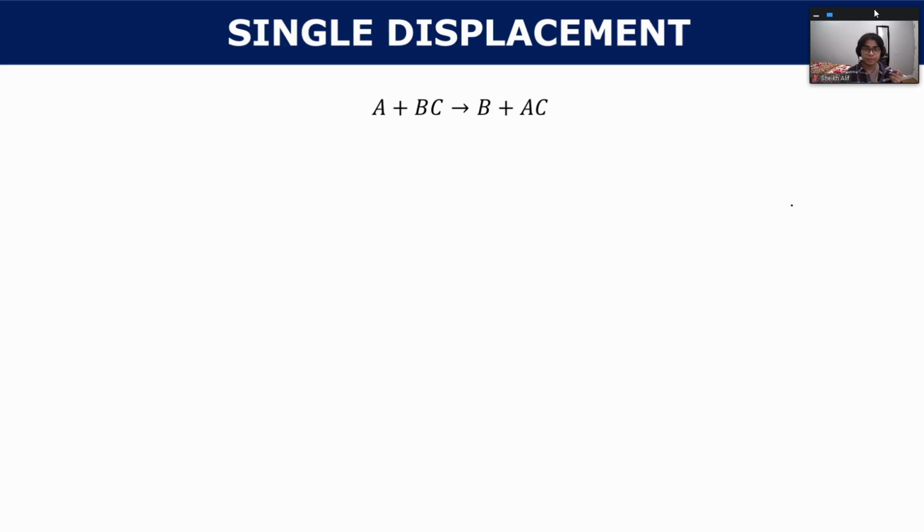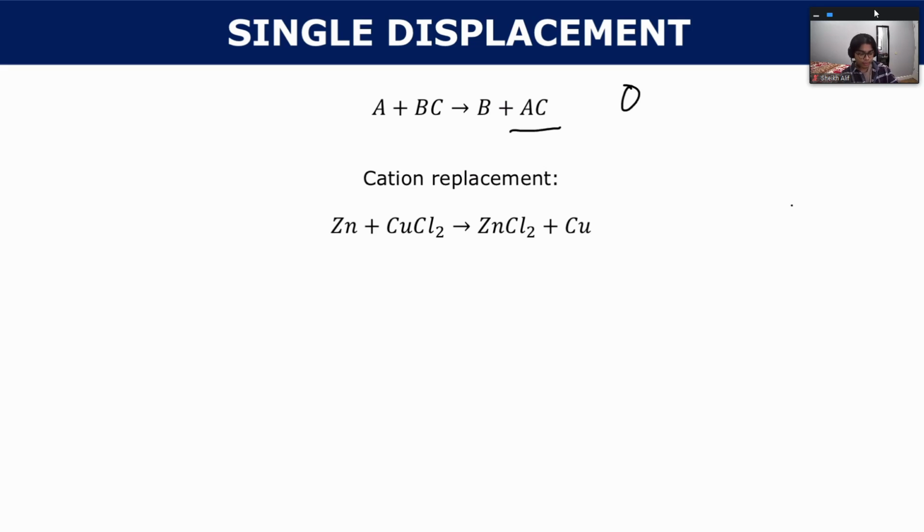And that is a single displacement reaction. These reactions are in the form A plus BC produces B plus AC. And remember, the AC that we produce needs to have a net charge of 0. That means we have two possibilities for what A can be. If A is a cation, implying a positive charge, then the positive charge is going to react with the negative charge. The negative charge here is the chloride, and so zinc reacts with chloride and copper gets left on its own.